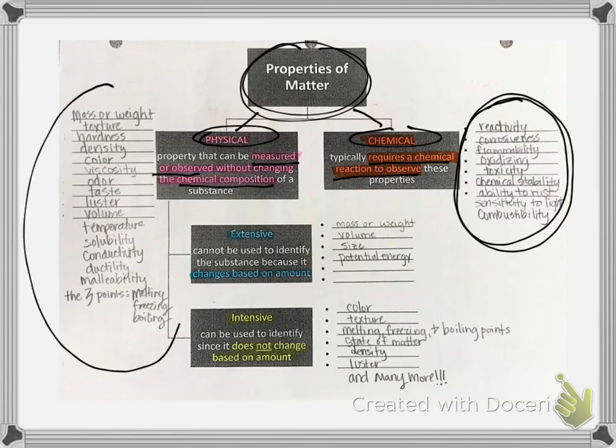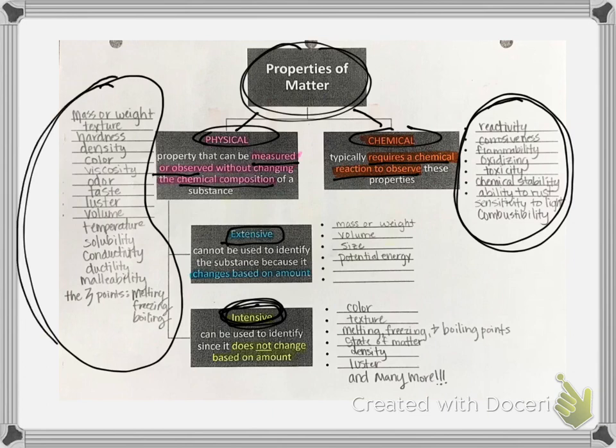Now, these over here can be further categorized into extensive or intensive. What we learned last week is that there are many more intensive properties than extensive properties. Most of these things over here do not change based on amount. The things that do are these four items right here: the size, the volume, the mass or weight, and the potential energy of a substance will change based on amount, and those are extensive physical properties. However, those things that do not change are known as intensive.